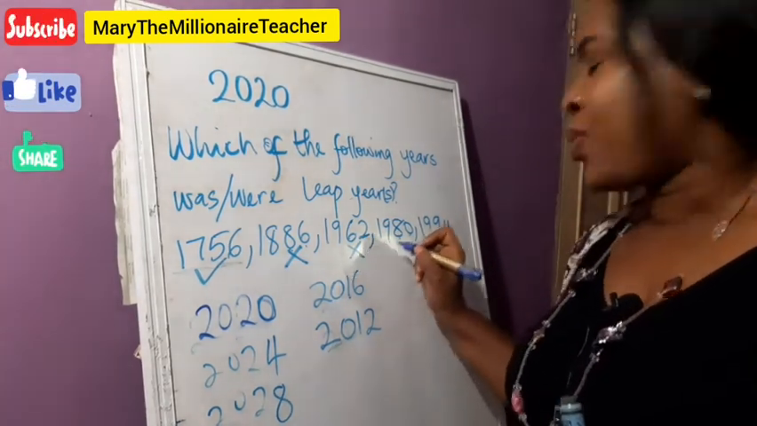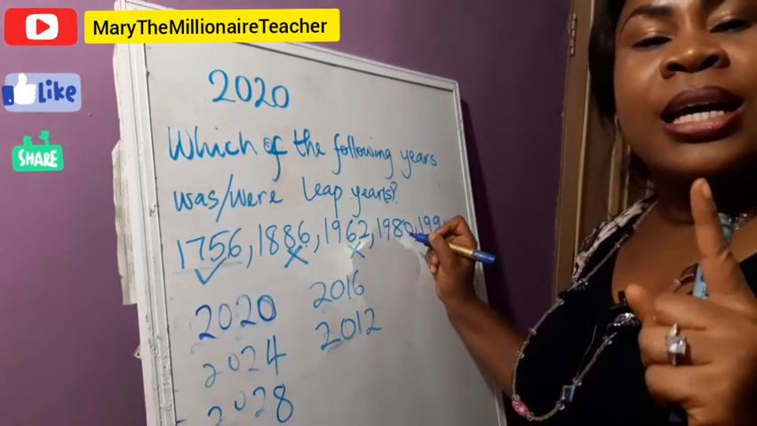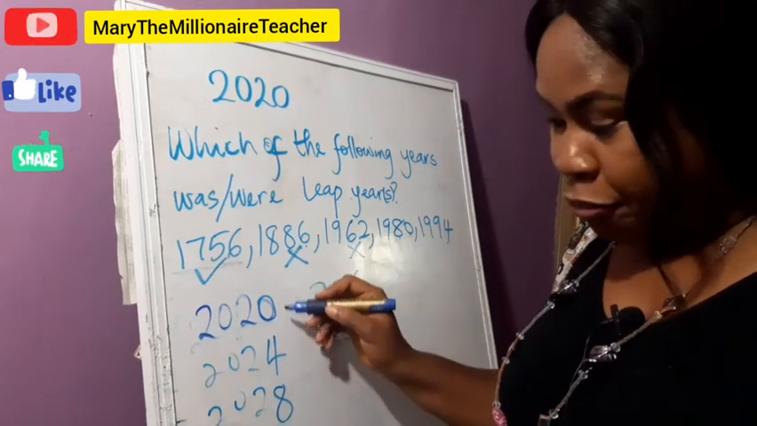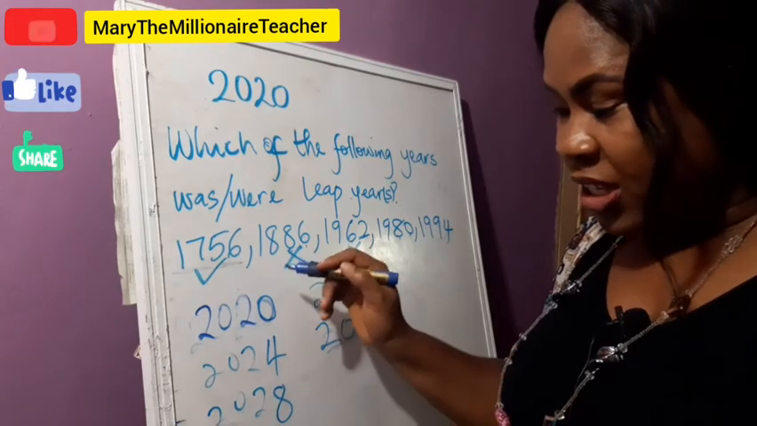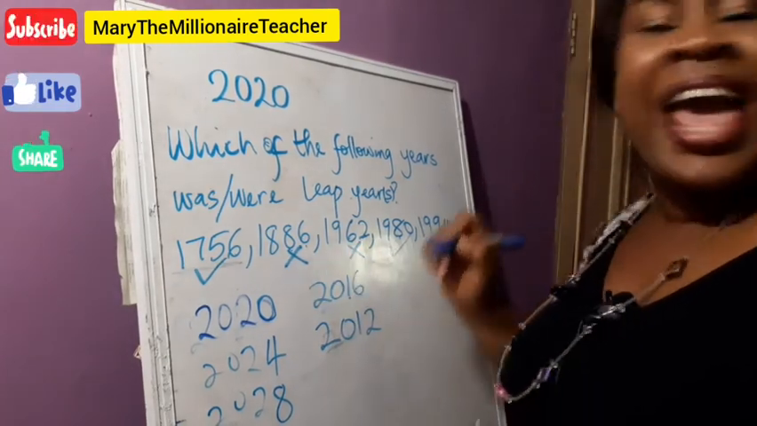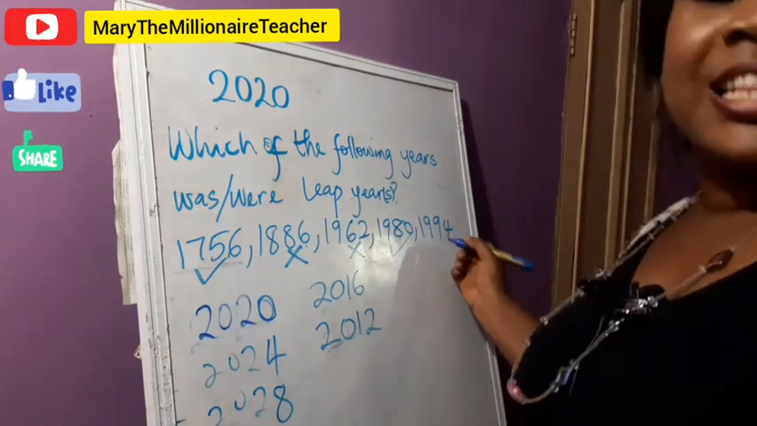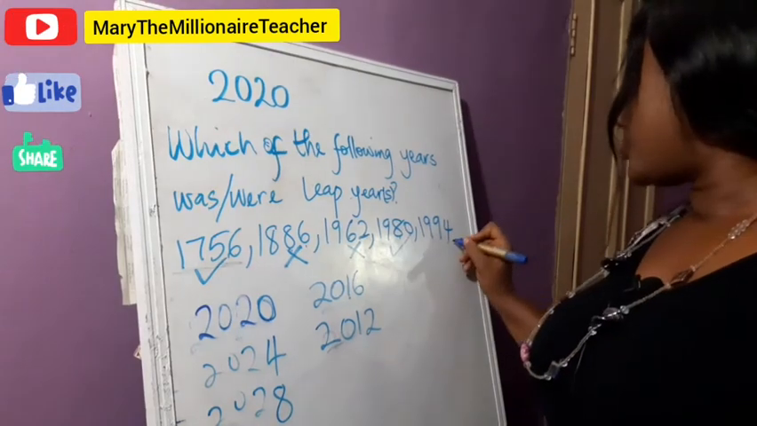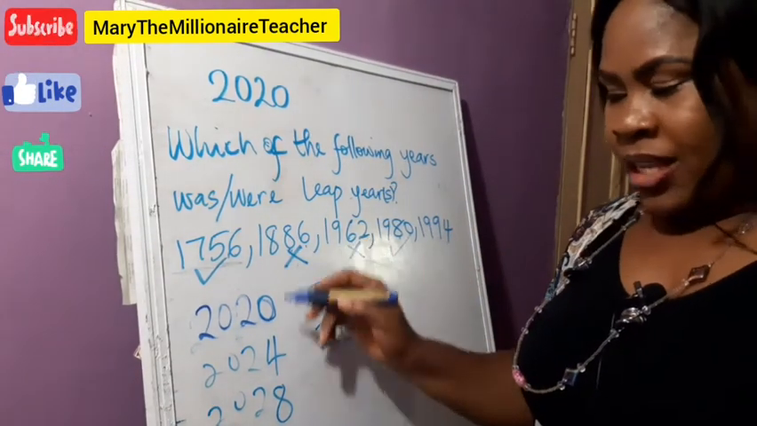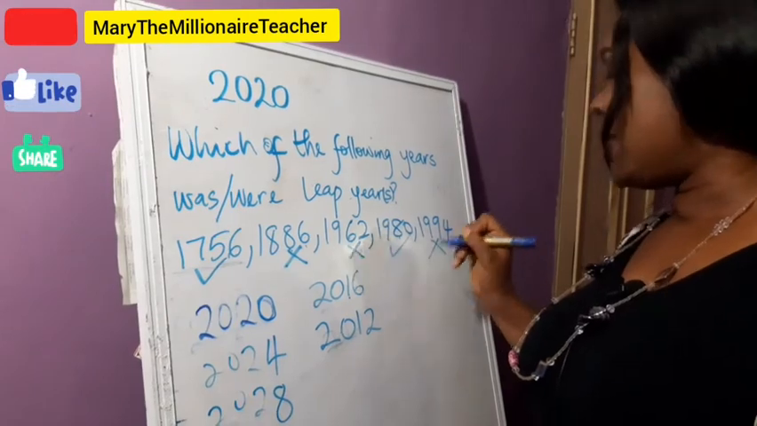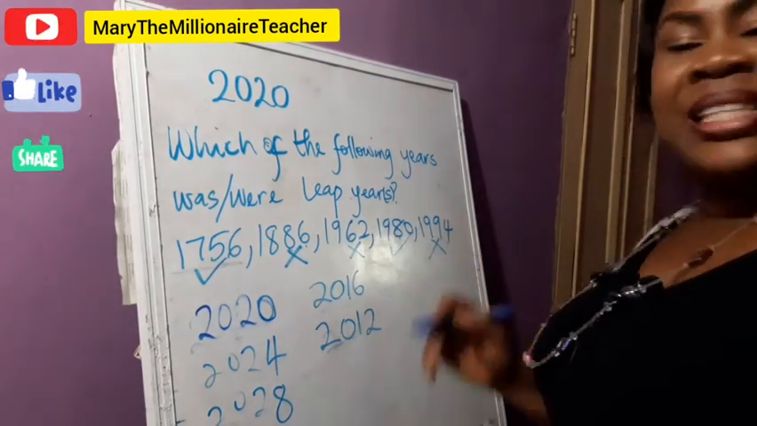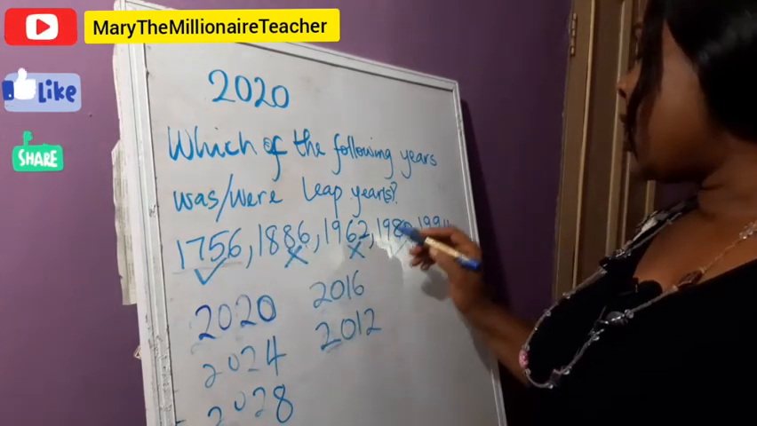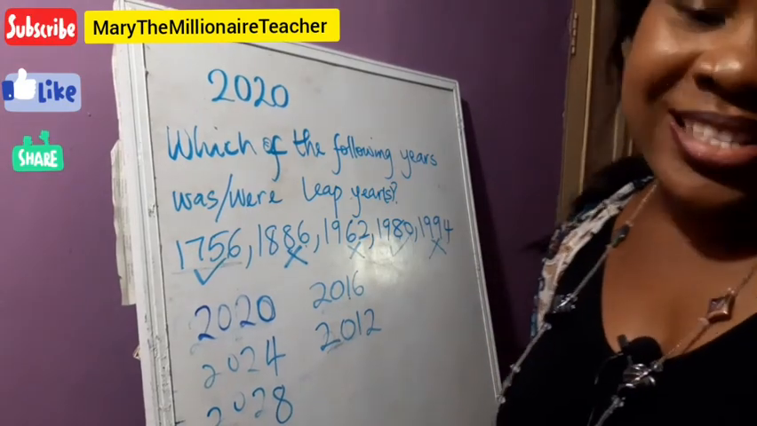Let's look at this one. The third digit is an even number and the last digit is a 0. From our rule, the third digit is an even number and the last digit is a 0, so it is a leap year. And let's look at the last one. The third digit is an odd number, and the last digit is a 4. It doesn't follow the rule, so this is not a leap year. From this question, we can see that 1756 and 1980 were leap years.